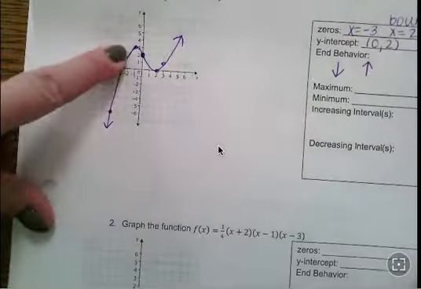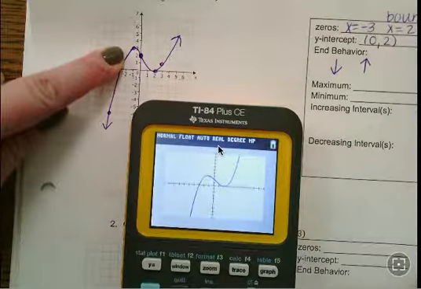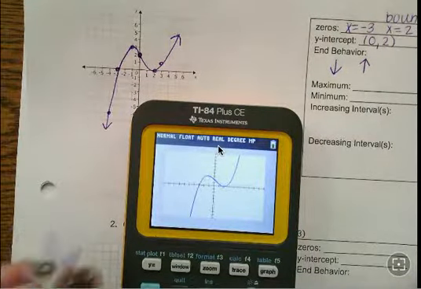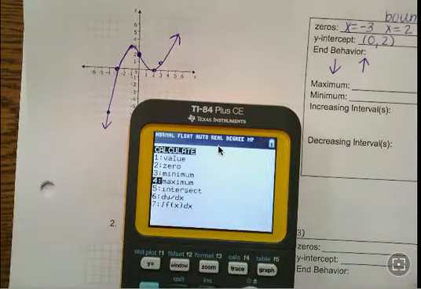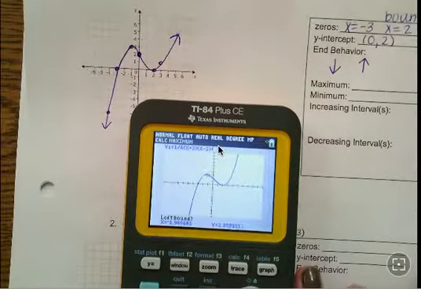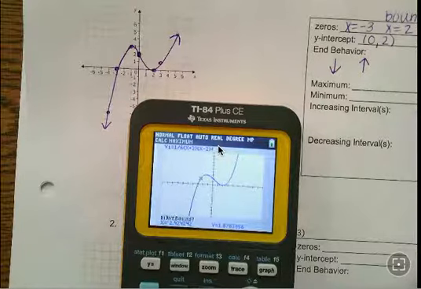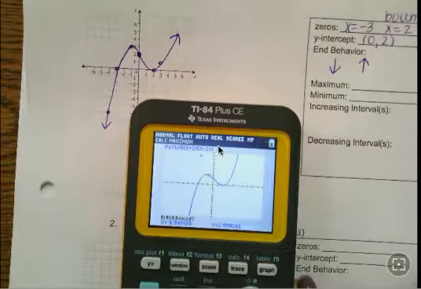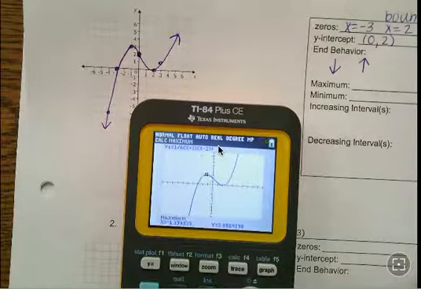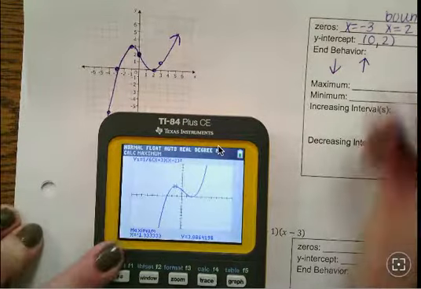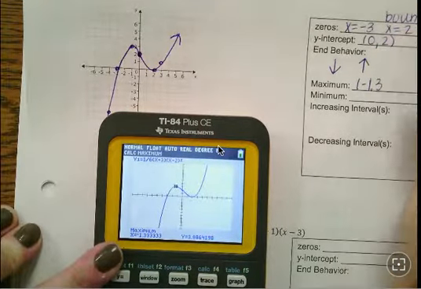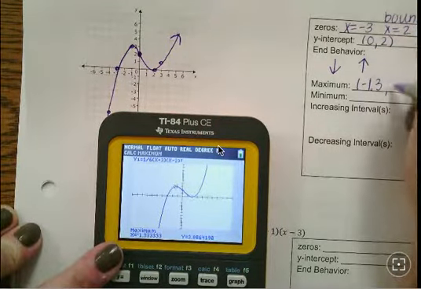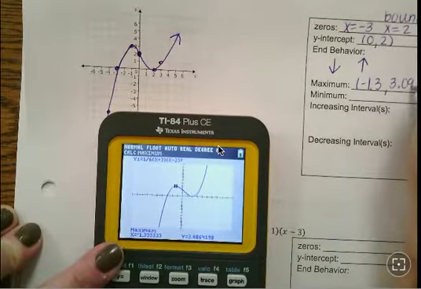All right, now this maximum, you are going to have to use your calculator in order to do that. And so we're going to do it the same way we did with parabolas. You hit second, trace, and then you go to maximum there. So if you click maximum, and then it's asking you for the left bound, click enter, and then go over, click the right bound, click enter, and then you're left with the maximum of -1.3 repeating, so you can just round, -1.3, comma, 3.09.